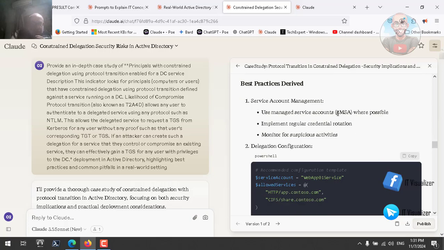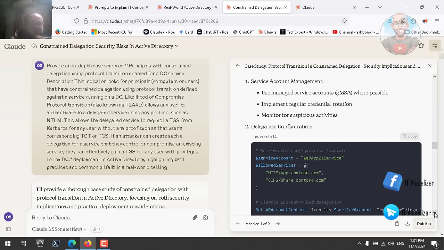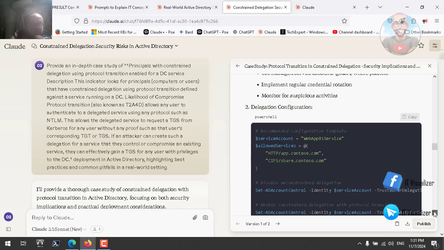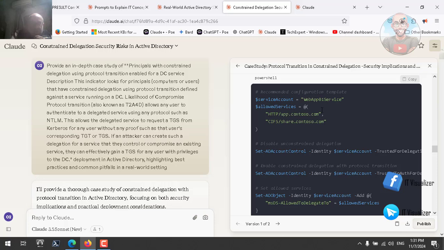He is telling us to use group managed service accounts where possible, implement regular credential rotation to have strong passwords for the service accounts, and monitor for suspicious activities using monitoring tools. Delegation configuration: he is telling us to disable this delegation, but what if we need it? Okay, this is one thing. Enable constrained delegation. This was constrained delegation. Okay, he's talking about constrained delegation. This is unconstrained: disable unconstrained delegation. We don't have unconstrained delegation.